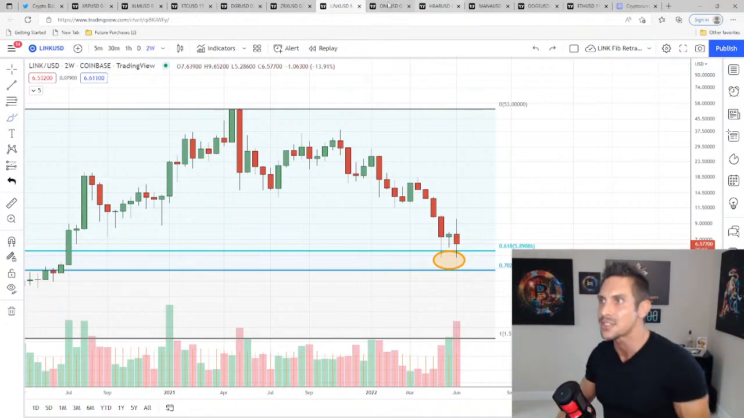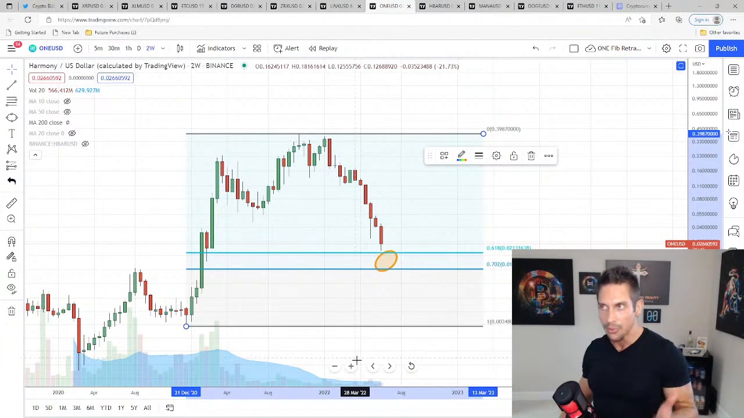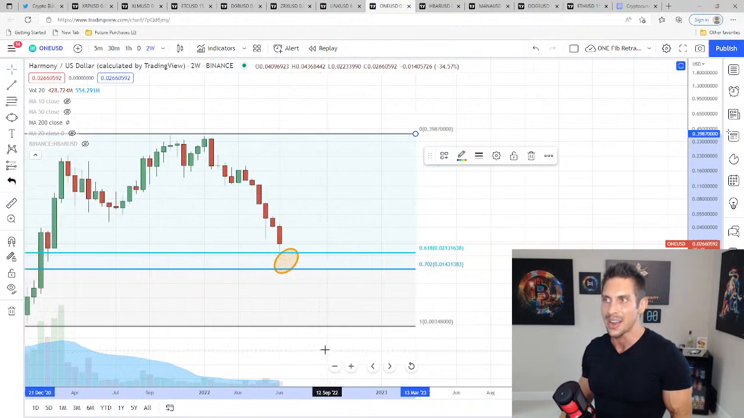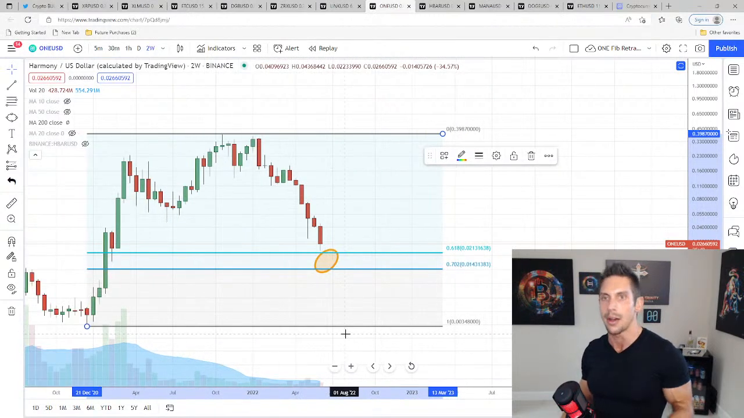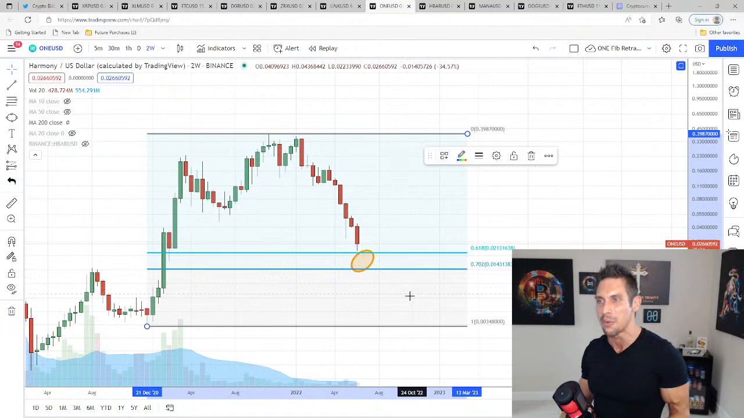So let's first get into Harmony One. Of the three components of the Holy Crypto Trinity, I still feel like this is the more undervalued one, but we'll have to see how it plays out. But right now, we are very close to hitting this 0.618.